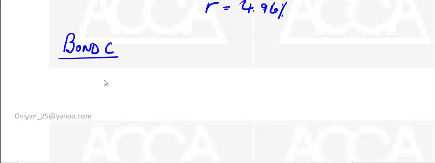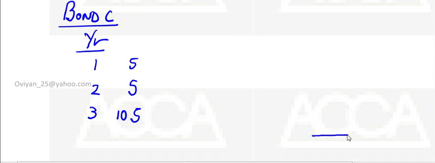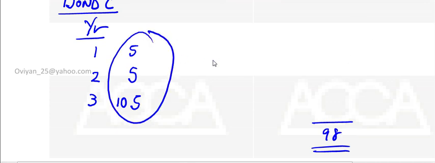Bond C is going to be year 1, year 2, and year 3. Now the yield curve, it's going to be $5, $5, $5, and $105. And I know the total price is going to be $98. I'm using the price approach, or earlier I used 0. This must be the price. This is the total price of this. This is 98.